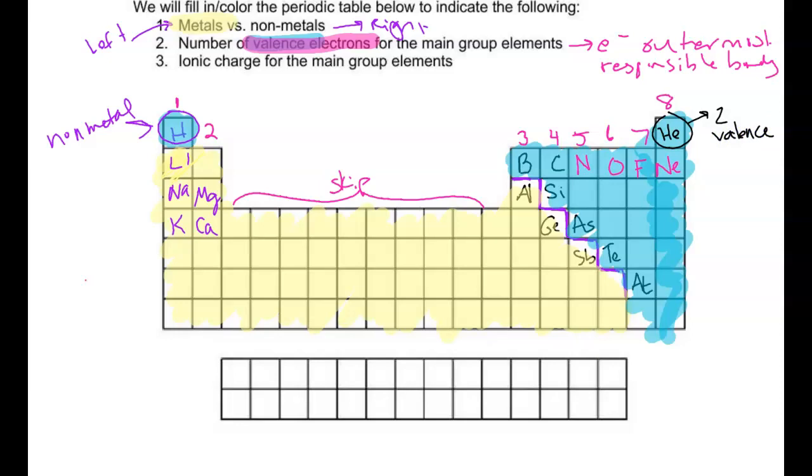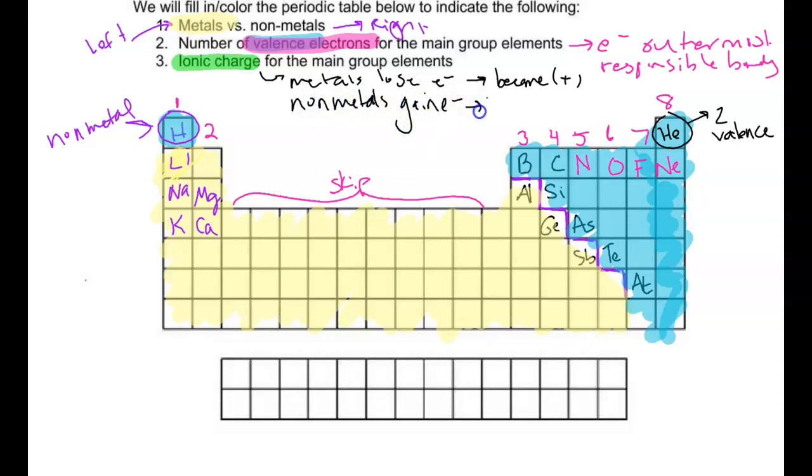Now, whenever elements are going to bond with other elements, if they bond in an ionic bond, then they gain or lose electrons. So our ionic charge, I'll write this in green, is going to be based on if they gain or lose electrons. In this case, metals are going to lose electrons, which means that they will become positive. And then nonmetals will gain electrons, and they will become negative.